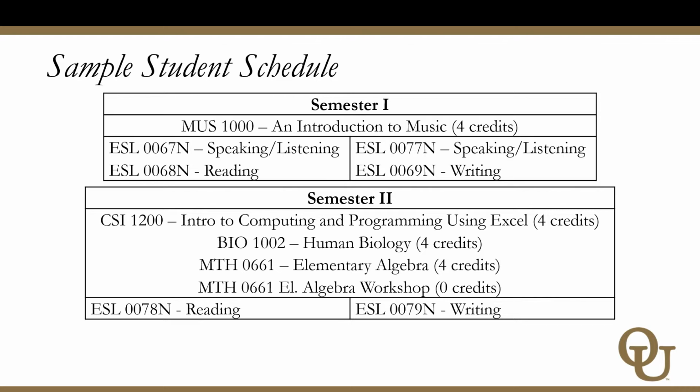Their second semester, they would be taking more academic courses. So in this case, the sample schedule reads that they would be taking CSI, which is an Intro to Computing and Programming, for 4 credits, a biology class for 4 credits, a math class for 4 credits, and then once again that algebra support workshop for 0 credits. They would take their level 7 reading course during the first part of term and their level 7 writing course during the second part of term.